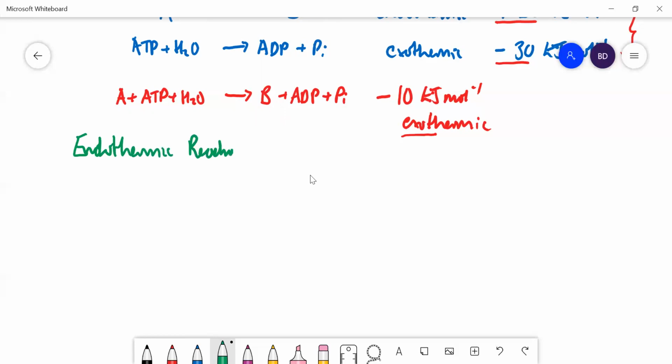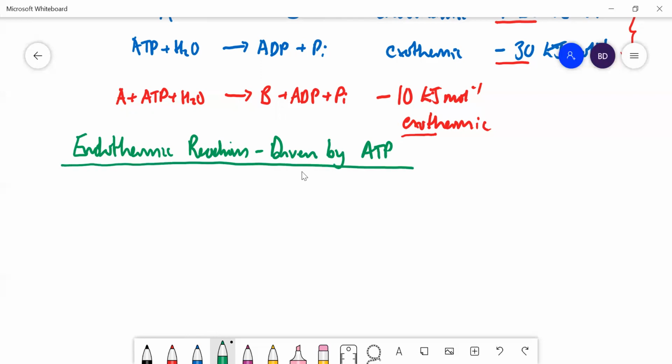I should say driven by ATP hydrolysis. And that's understood. Okay, so things like making big molecules out of small molecules. So amino acids going to proteins. That's endothermic, you need ATP for that. If you've got nucleotides and you want to turn these small molecules into big ones like DNA, that's endothermic, you need ATP.